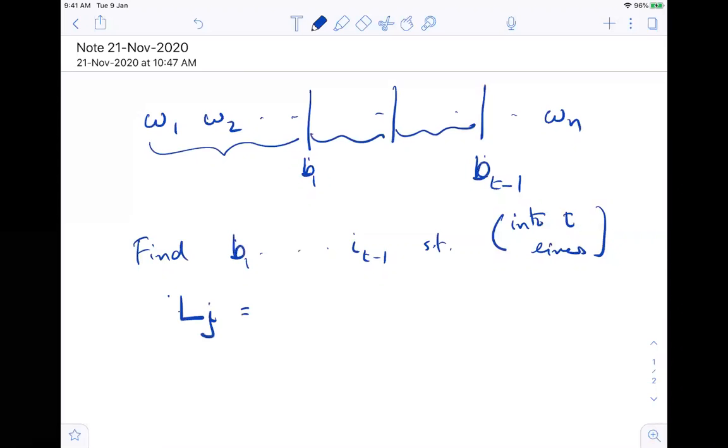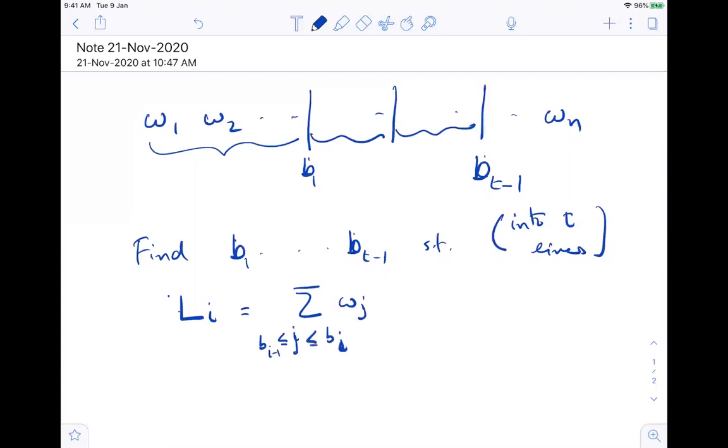Breaks b_1 to b_t, and L_i is the length of the ith line. This is the sum over all the words w_j where j is greater than b_{i-1} and less than or equal to b_i. So this is the length of the lines that will come out.